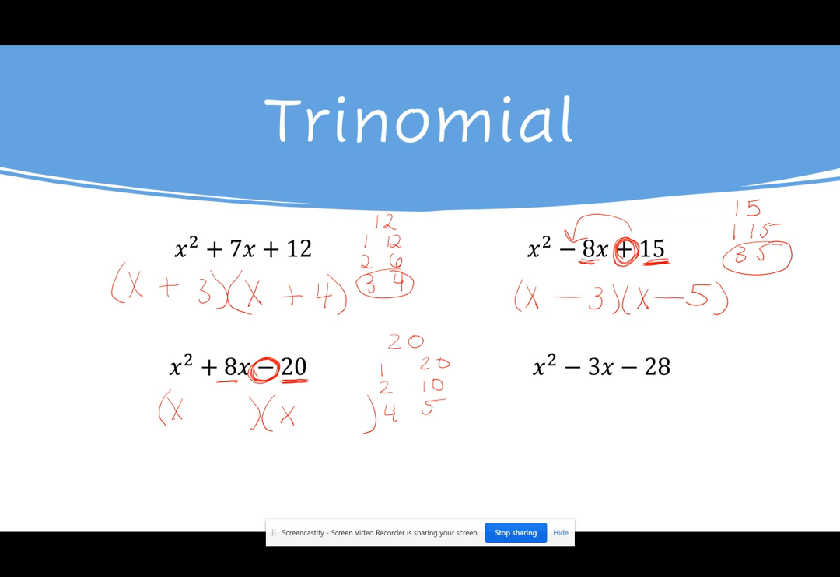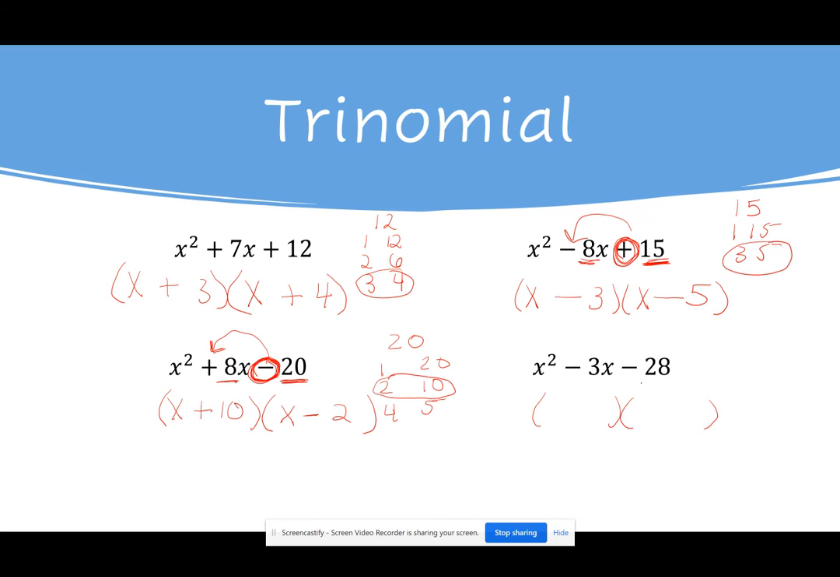So we want two that subtract to 8. 10 minus 2 would give us 8. So our factors here will be 10 and 2. And then this one is more difficult because when your last sign is negative, it means they're opposite signs in the parentheses. So one is plus, one is minus. And you look back at your first sign, your bigger number gets that first sign. So we have x plus 10 times x minus 2.